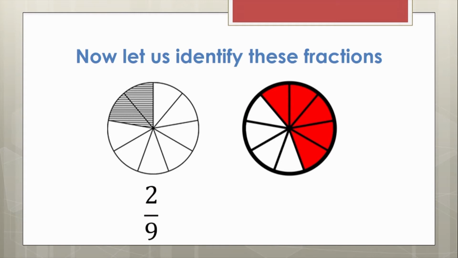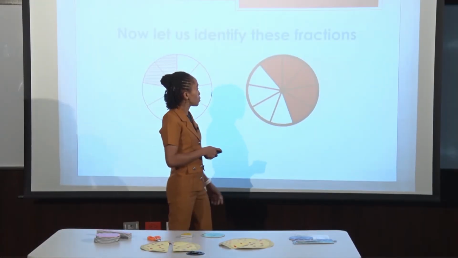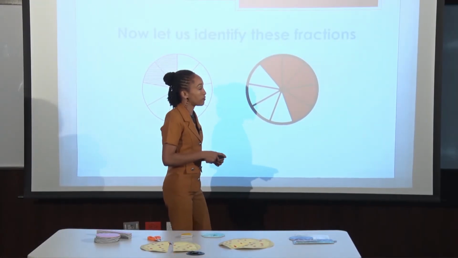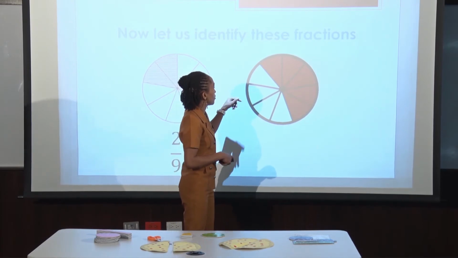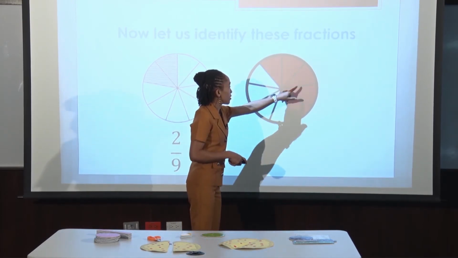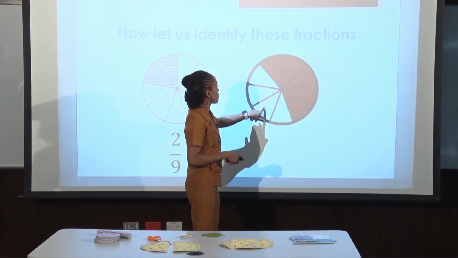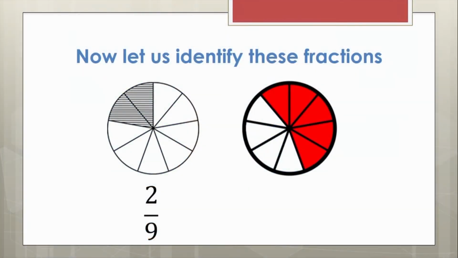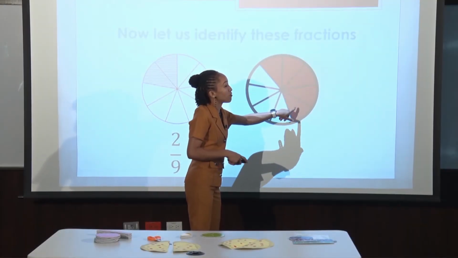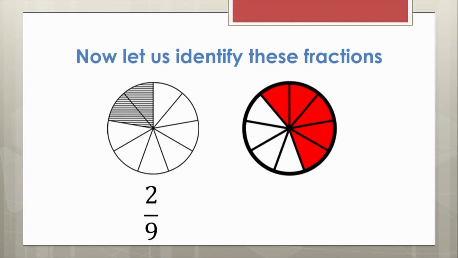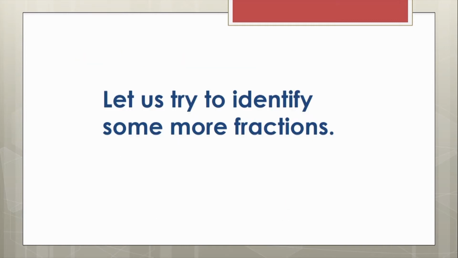Okay, let's try the other one now. We are going to count the total parts to find our denominator first. Then we'll count the shaded area. 1, 2, 3, 4, 5, 6, 7, 8, 9. 1, 2, 3, 4, 5. So I got 5/9 for the second diagram. Okay? Count and see if you got that now. And it's correct. Very good.